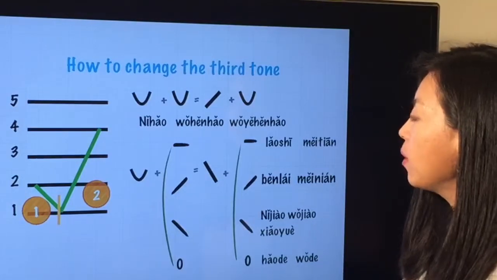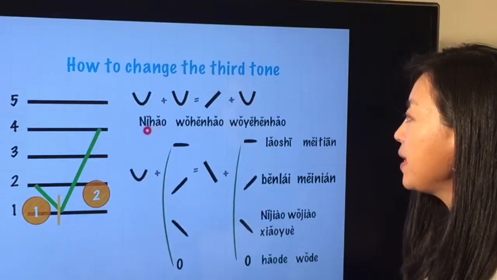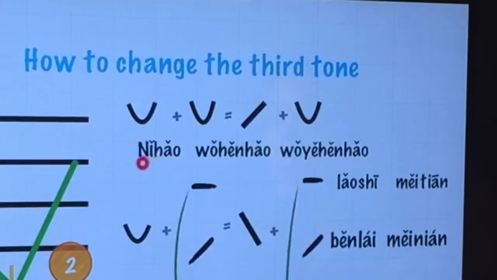For example, let's practice this one. Third tone plus third tone, you will say 你好. Good. And this one, 我很好. So the first two third tones, we read them as second tone. Only the last third tone, we keep it.